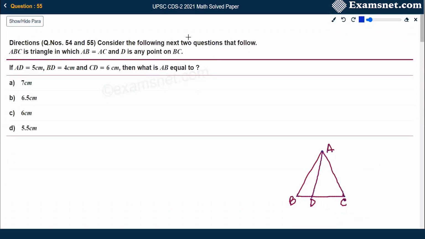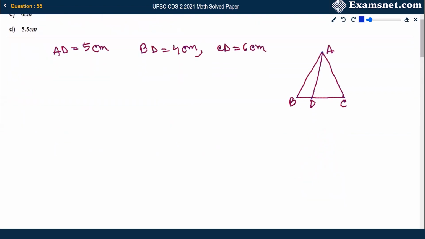Question number 55 is the continuation of the previous one. Extra information has been added, which is ABC is a triangle in which AB equals AC and D is any point on BC. Here we are given the lengths: AD 5 centimeter, BD 4 centimeter, CD 6 centimeter. Then what is AB equal to? So now remember the previous expression that we proved in question number 54, that was AB square minus AD square equals CD multiplied by BD. We got it from question number 54.